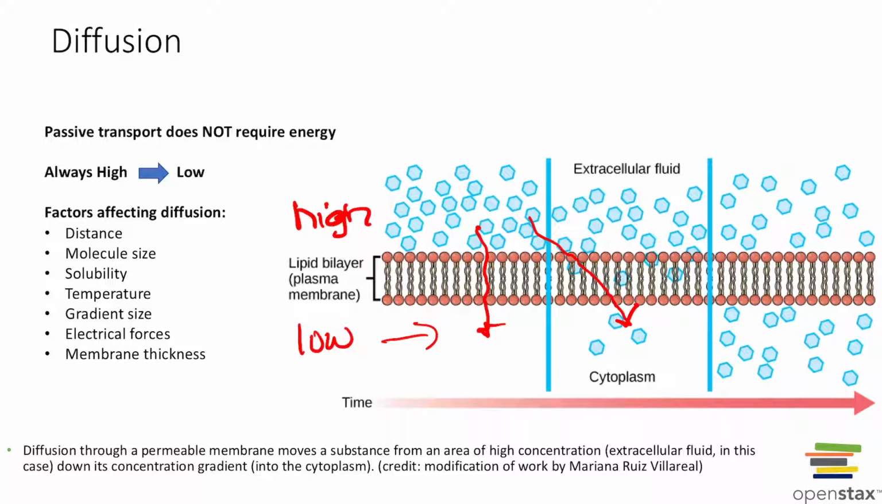The sugar will dissolve much easier in tea and give you a nice glass of sweet tea if you start with warm tea water versus ice cold tea. The sugar doesn't dissolve as well. So temperature is another factor that can affect diffusion. The warmer the temperature, the easier it is for that solute to dissolve in the substance.